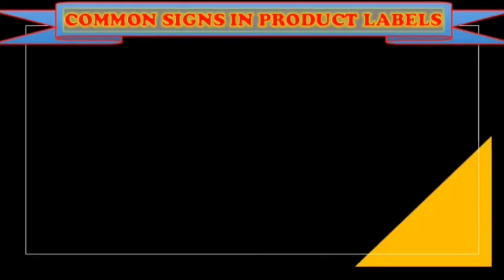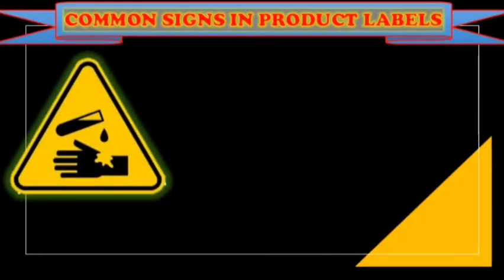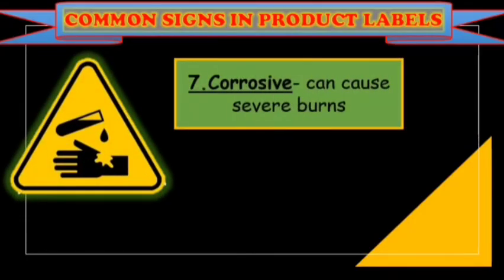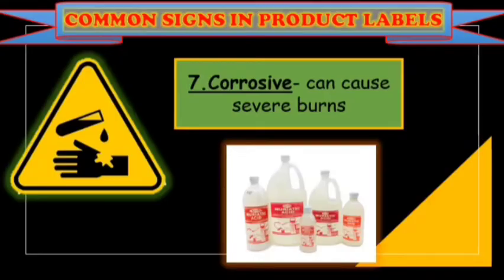Next one is what you call corrosive. Yan. It can cause severe burns or nakakasira ng balat. Oh, what are the examples? We have the muriatic acid. We have what you call Zonrox. So, from these materials, we should wear what you call gloves.